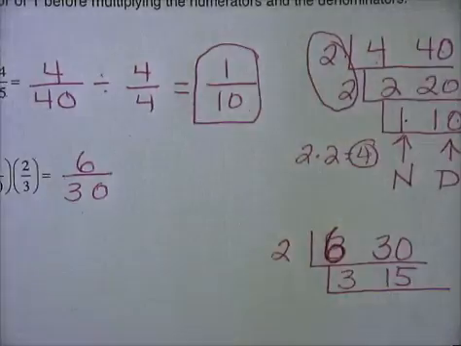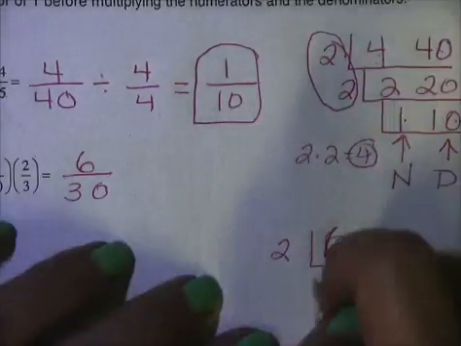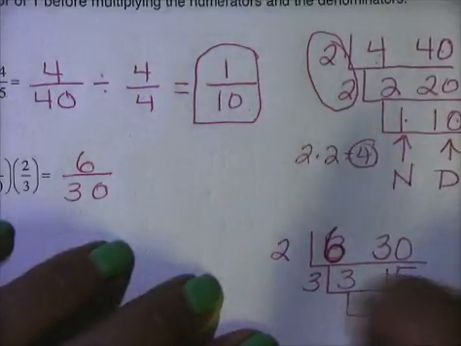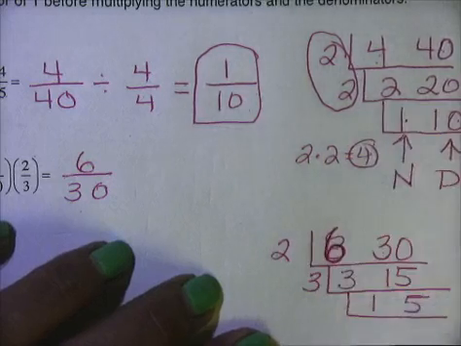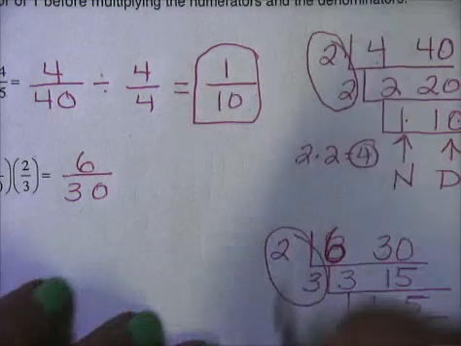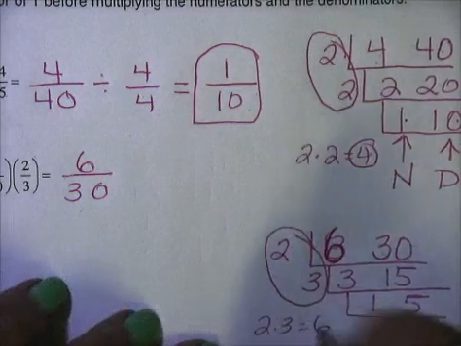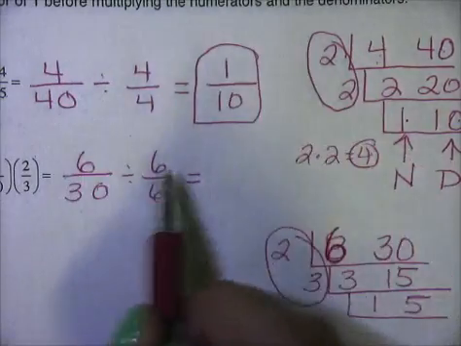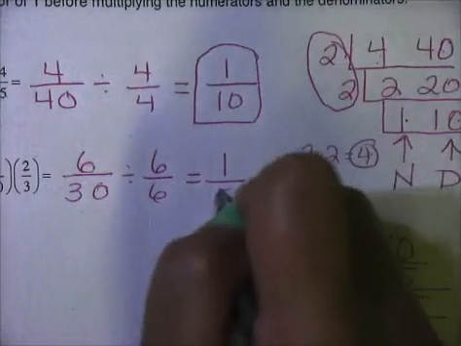Now we look at our list again. Are those both divisible by 2? No, they're both odd numbers, so that won't work. So go to the next number. Are they both divisible by 3? Yes. 3 divided by 3 is 1. 15 divided by 3 is 5. So one of two ways: take that 2 times 3 equals 6. We can divide 6 divided by 6 is 1. 30 divided by 6 is 5.